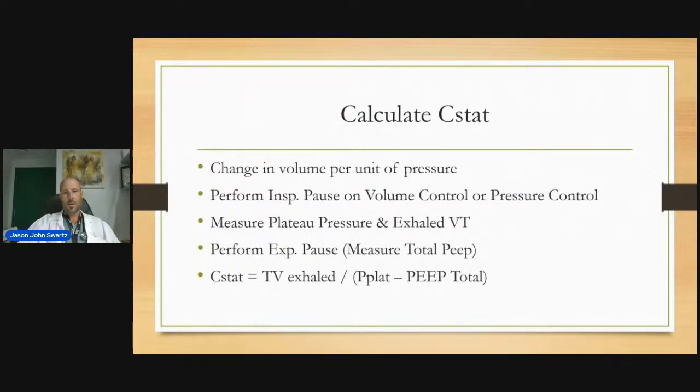So to calculate our static compliance, which is the change in volume per unit of pressure, we do an inspiratory pause on volume control or pressure control. Then you measure the plateau pressure and the exhaled tidal volume to be more accurate. You perform the expiratory pause, measure the total PEEP, and take the tidal volume and divide that by the difference of the plateau and the total PEEP.